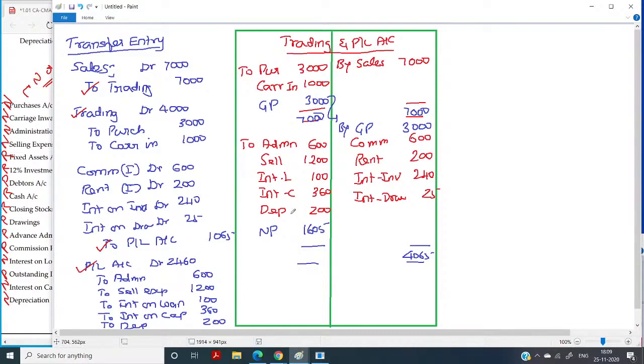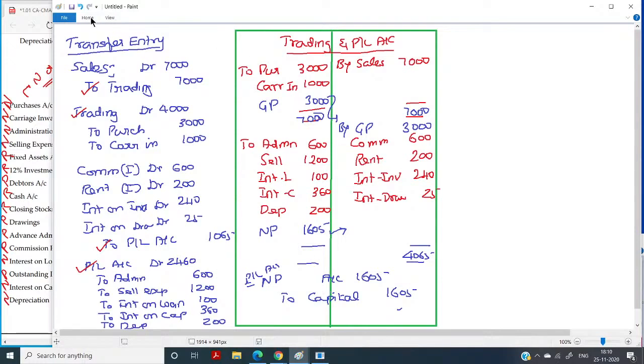Is it clear? Now, this 1,605 will be transferred to the capital account. For that, the entry will be profit and loss account debit to capital account, 1,605. So one more account, one more journal entry. This is also a transfer entry. Is it clear? So this will be added to the capital account.